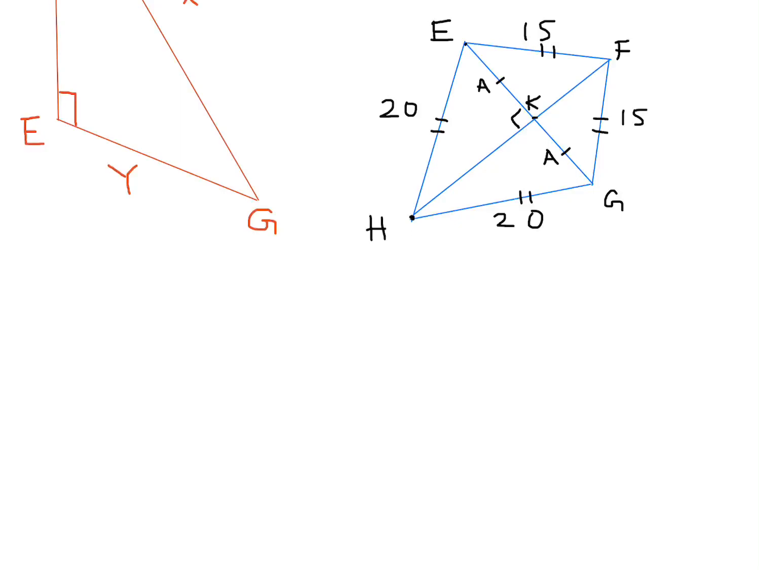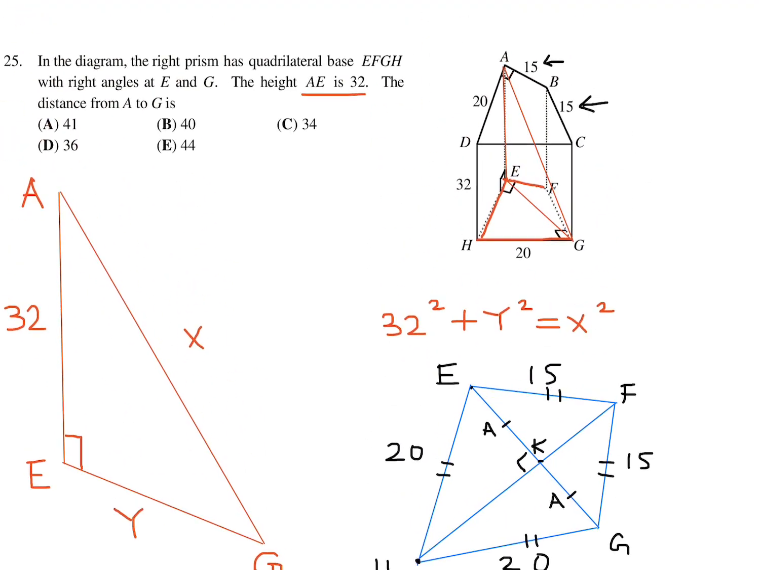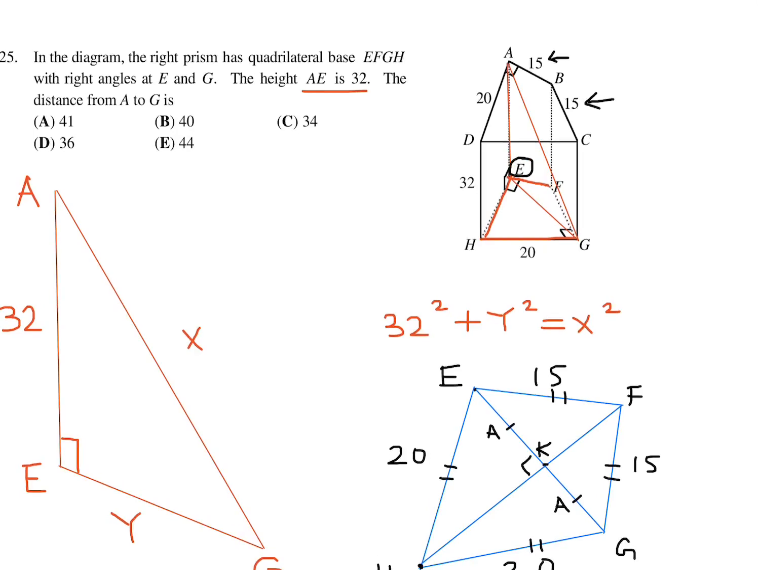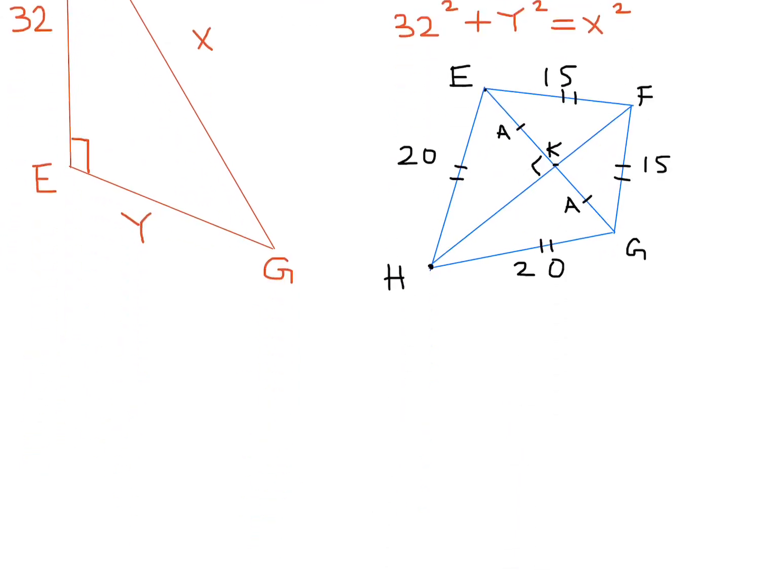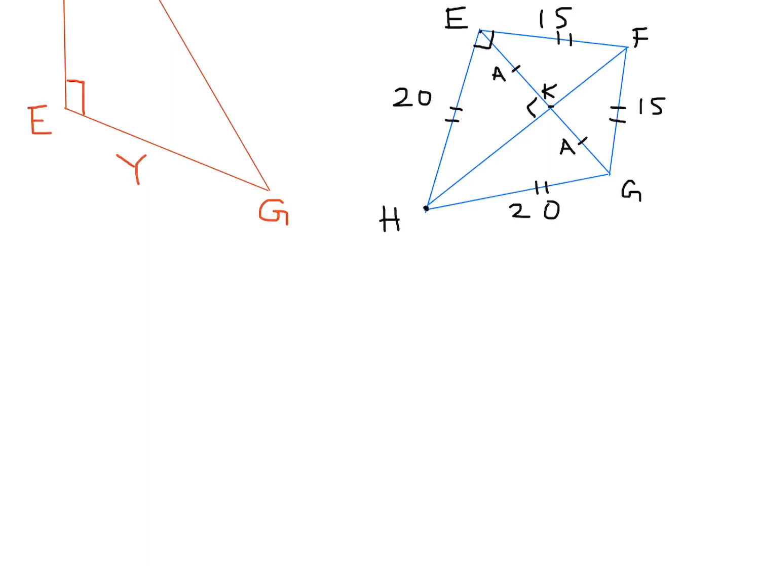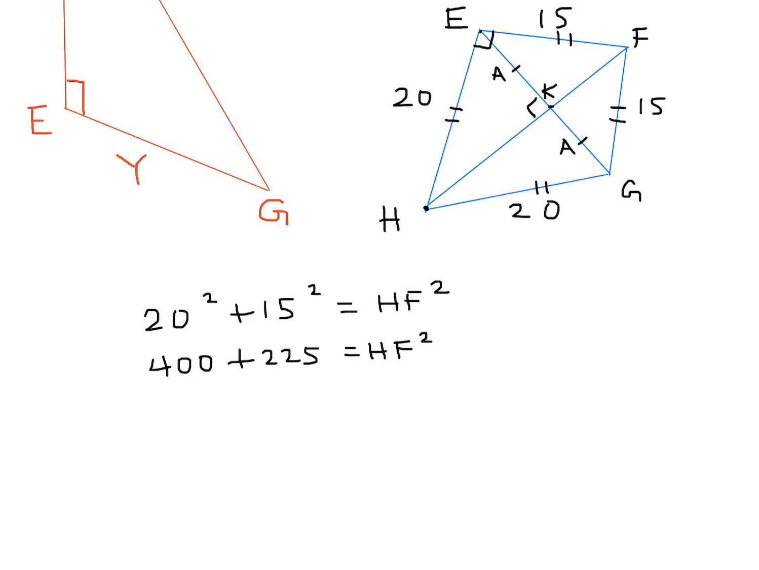Now notice that if you look back at the diagram, they've told us that E right here has a right angle. So that means this is a right angle. So from Pythagoras, you know that 20 squared plus 15 squared is equal to HF squared. So that means 400 plus 225 is equal to HF squared. HF squared is 625. So HF is the square root of 625, which is 25.